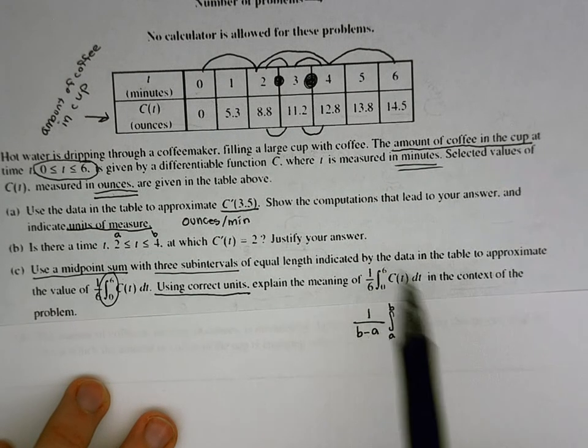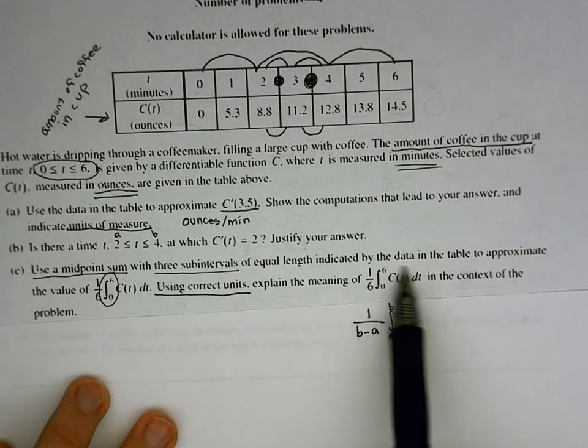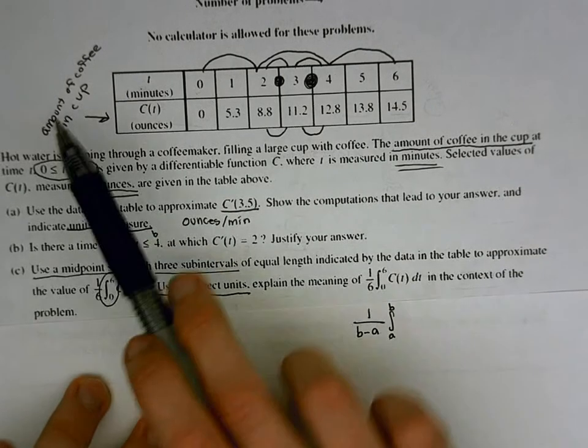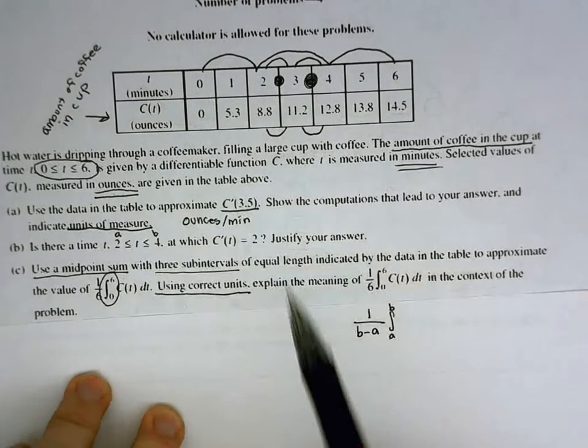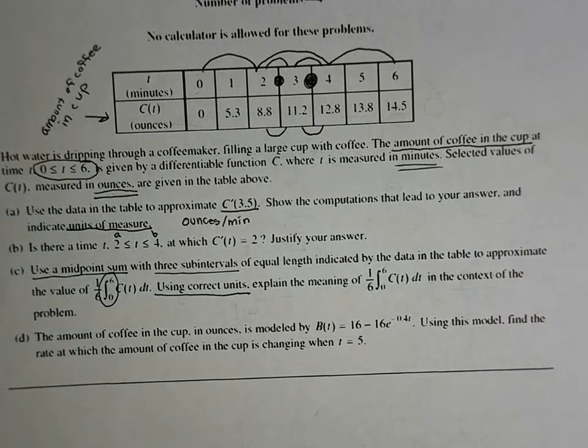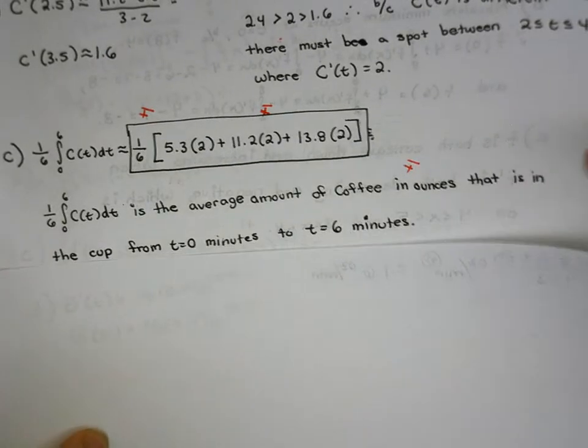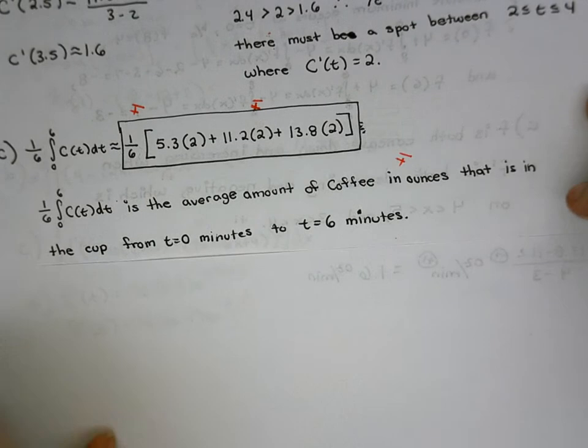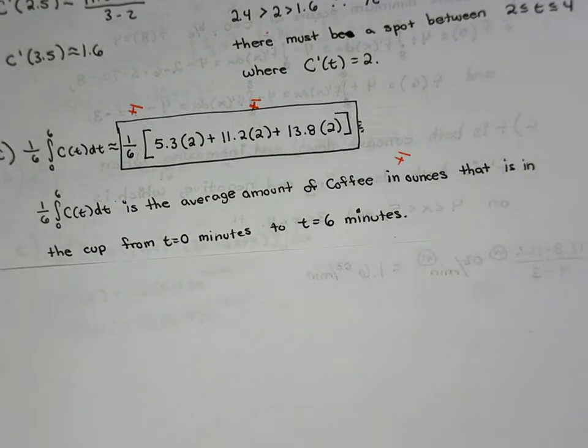Amount of coffee, because that's what c was, right? C was the amount of coffee. It's the amount of coffee in the cup, right? This is how I wrote it when I did it. 1/6, the integral from 0 to 6 of c of t, is the average amount of coffee in ounces that is in the cup from t equals 0 minutes to t equals 6 minutes.